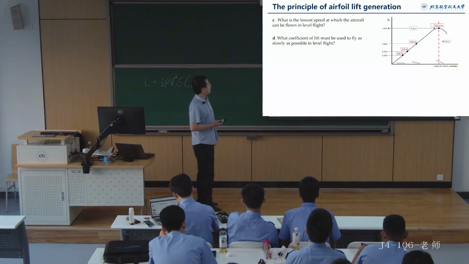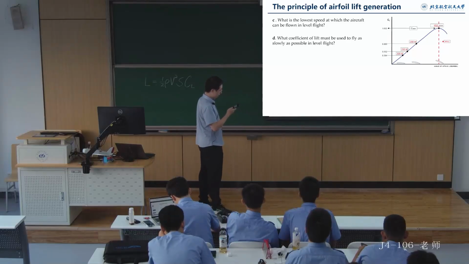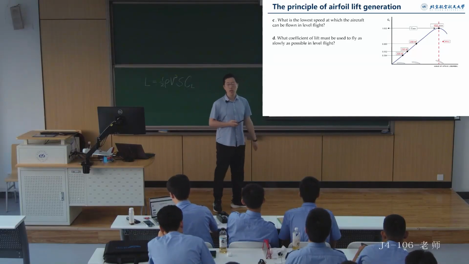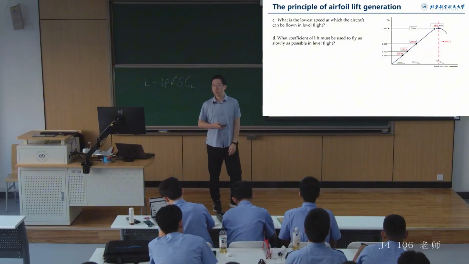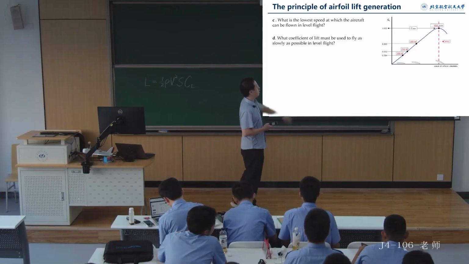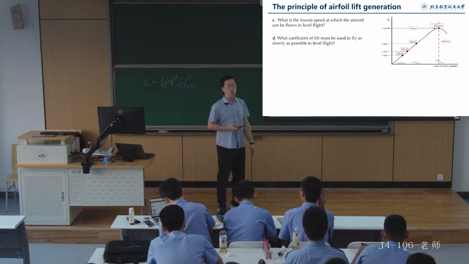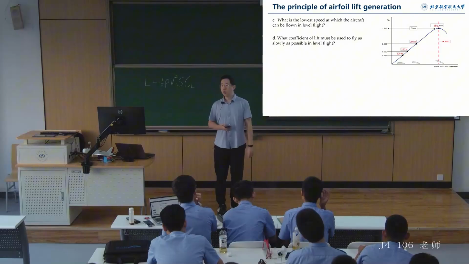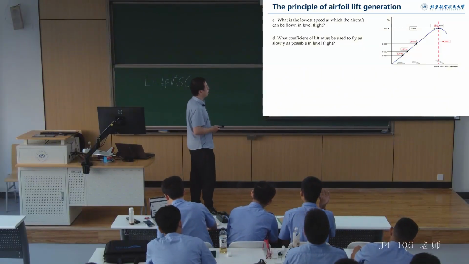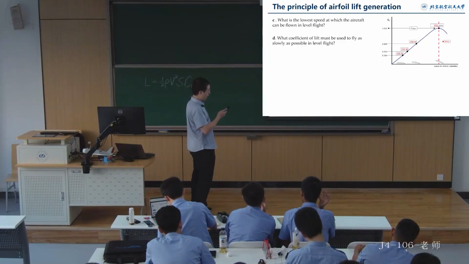So, the maximum lift coefficient. What is the maximum lift coefficient we can use during level flight? We just mentioned it earlier, right? For this particular aircraft, it corresponds to 1.532, or if we want to be more precise, it is the stall lift coefficient, or the maximum lift coefficient. Alright, so this is the answer for C and D.